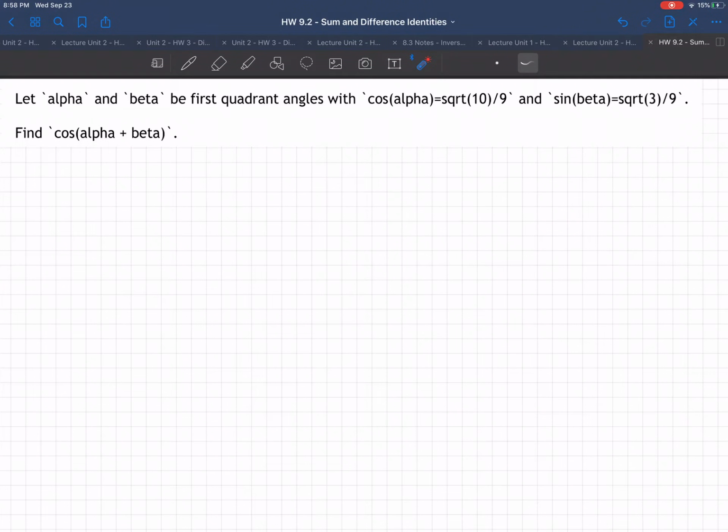Here we have an example in which we're trying to find the cosine of alpha plus beta. Let me write that out for us. They want us to find the cosine. I'm just going to make it a plus b. So that's the question. Find the cosine of alpha plus beta. Well, how do we do that?